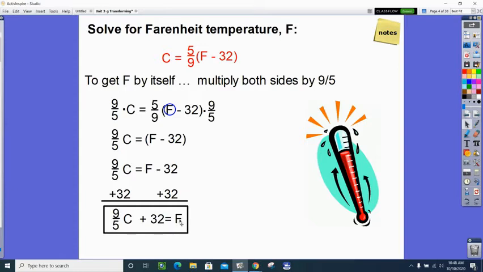Oh, no, I'm sorry. It wasn't 10 degrees. I wanted 20 degrees. Oh, that's easy. 9 times 20, divide it by 5, add 32. So you could just keep putting in multiple Celsius temperatures and very quickly change them to Fahrenheit.